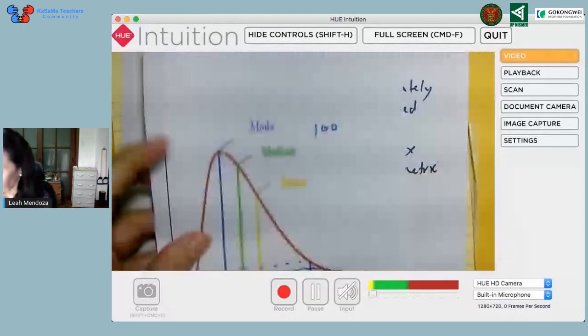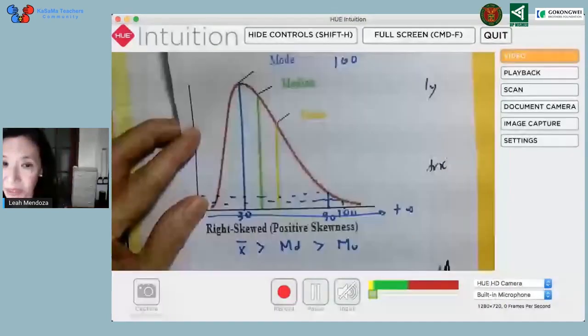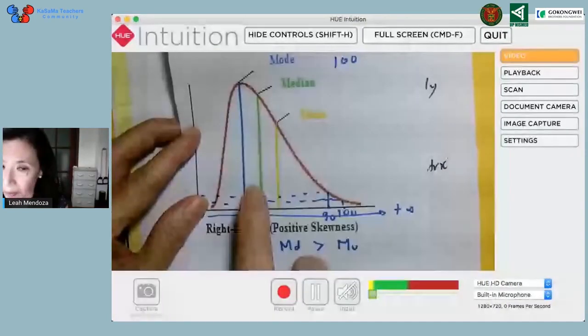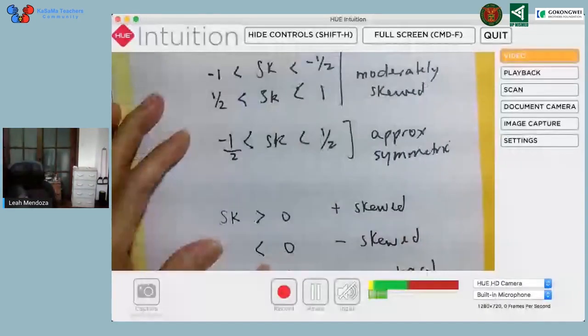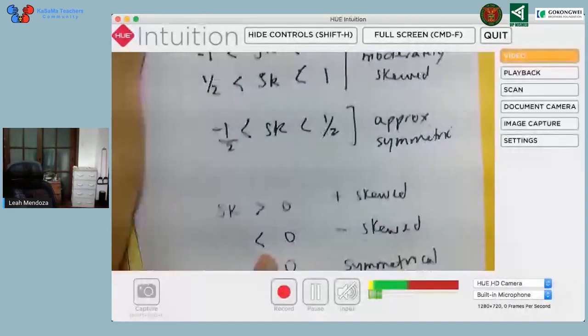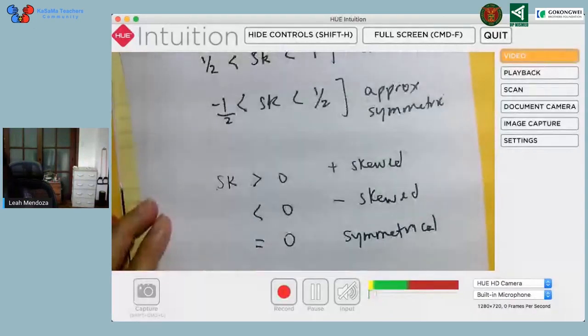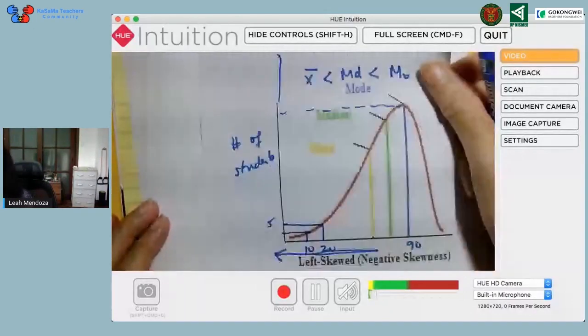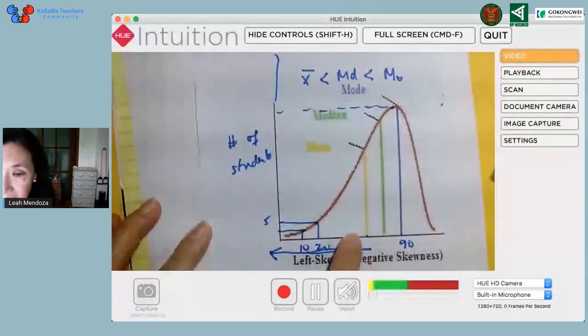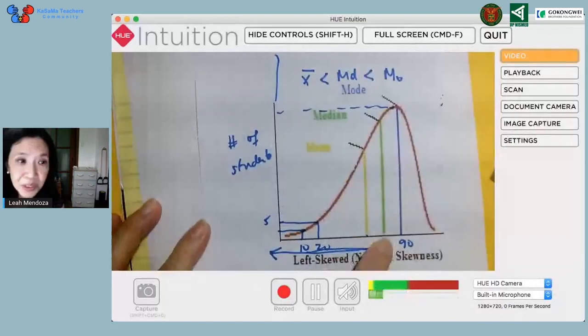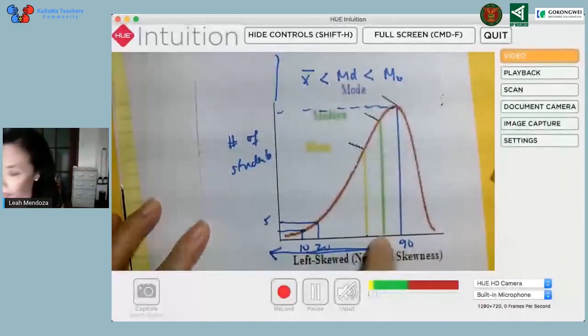So when your measure of skewness is positive, you have a distribution that looks like this. When it is negative, you have a distribution that is negatively skewed, like this. The tail is to the left, because the mean is smaller than the median. Therefore, the measure of skewness will give you a negative answer.